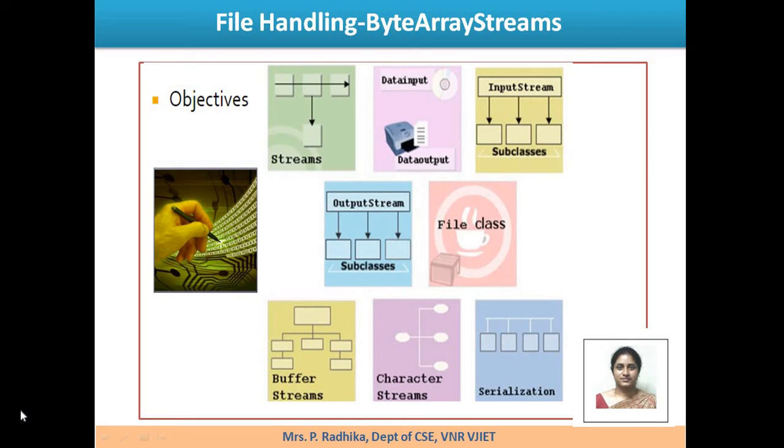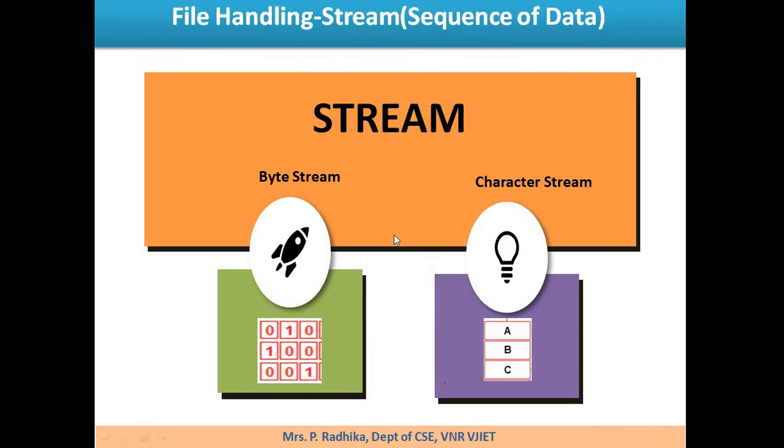In this tutorial, we'll be discussing byte array streams of file handling concepts. First of all, we have already discussed that a stream is divided into byte stream and character stream. Byte stream consists of a sequence of bits, whereas character stream consists of a sequence of characters.